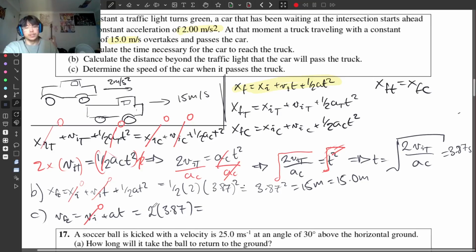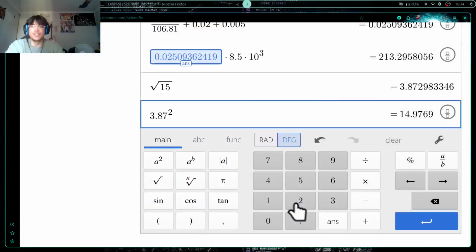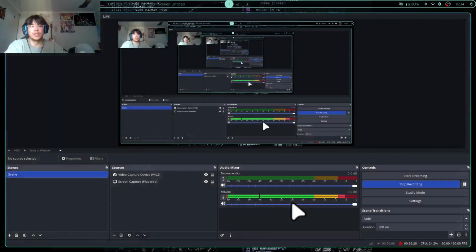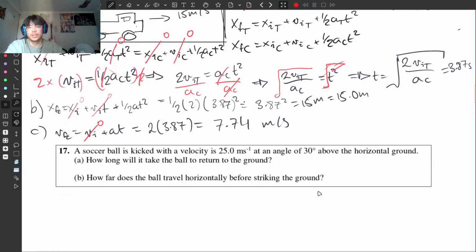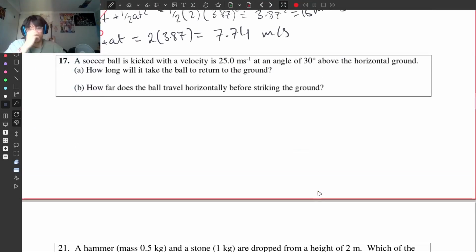This will be 6, I can't remember, this is 6, so 774, I think. Sure, I might be wrong. So 3.87 times 2. Yeah, 7.74. Okay.